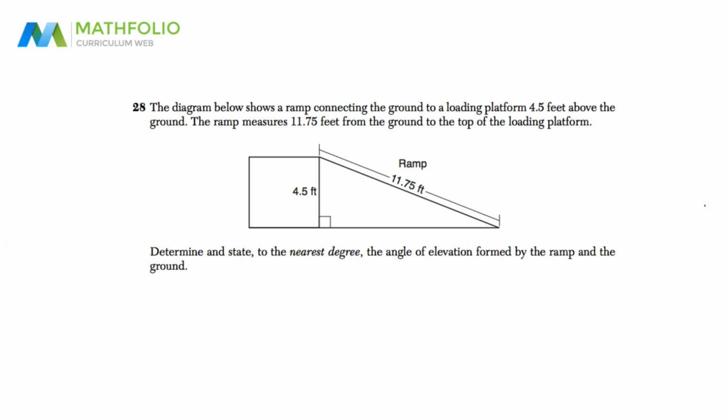Okay, question 28. The diagram below shows a ramp connecting the ground to a loading platform 4.5 feet above the ground. The ramp measures 11.75, which is labeled, and then also the 4.5 feet is labeled. It says determine and state to the nearest degree. Well, this is italicized. I'm going to circle it because it's very, very important. If we don't do this, we're going to lose a point, and it's unnecessary. So it says determine and state to the nearest degree the angle of elevation formed by the ramp and the ground. So the angle of elevation is going to be right here.